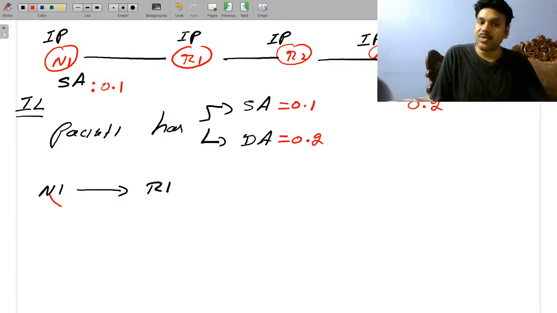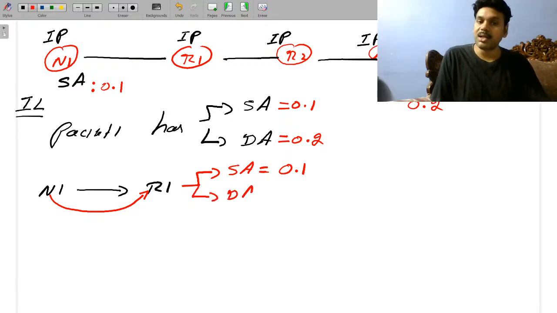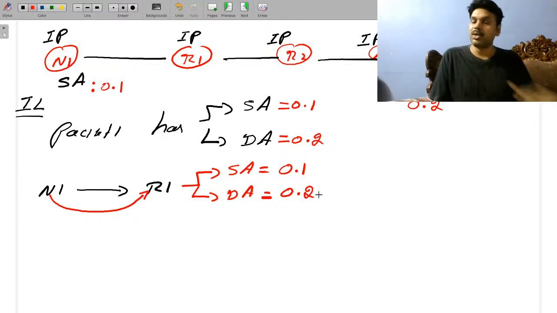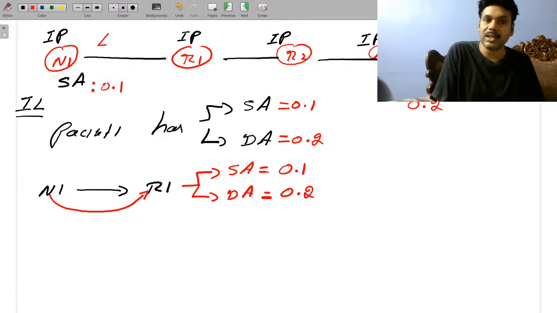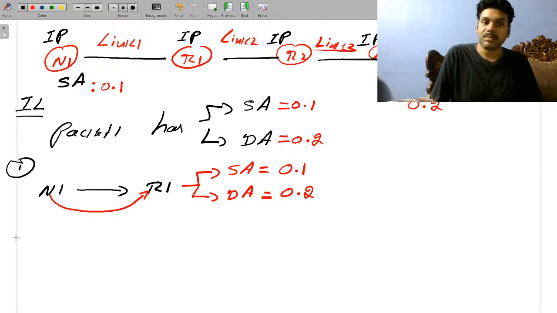So when node 1 sends the packet to router 1, what is your source address? Please say. Router 1, you can type through comment. What is your destination address? 0.2. Okay, from node 1 to router 1, this is called link 1, this is called link 2, and this is called your link 3. Now you understand.